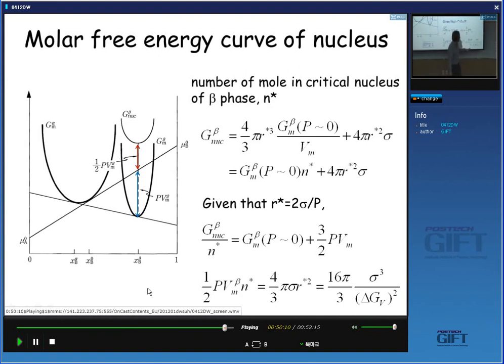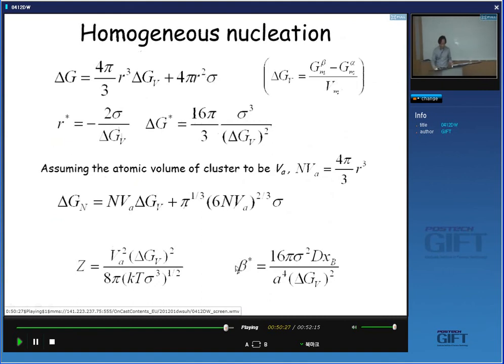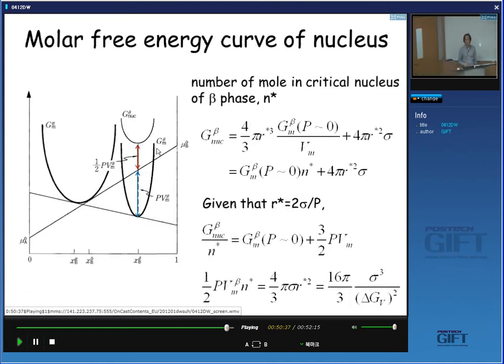What is this? I think you are very familiar with this equation. This equation is exactly the same as the activation energy for the nucleation. So, when beta nucleates from alpha with radius r, part of the free energy is given by the driving force, and this amount of free energy should be overcome by the thermal activation process. Okay?